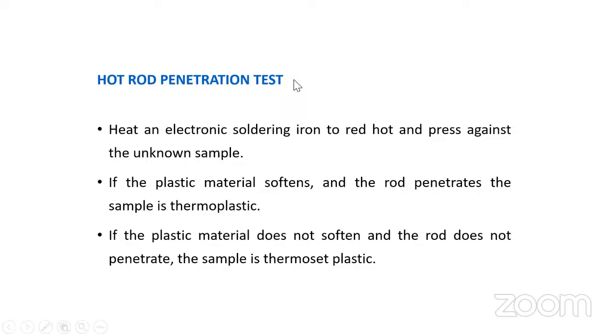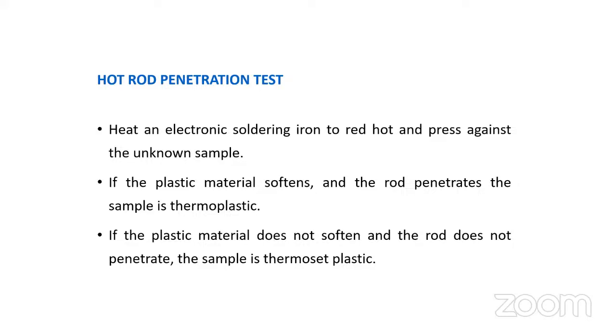If we insert a hot rod into a plastic material and it goes inside, penetrating the sample, then it is a thermoplastic material. But if you have a thermosetting material and you do the same thing, the hot rod does not penetrate into your sample, because it is not affected by heat to change its shape. Its shape will not change due to the action of heat. In that way you can identify the material as one of two types, thermoplastic and thermoset.